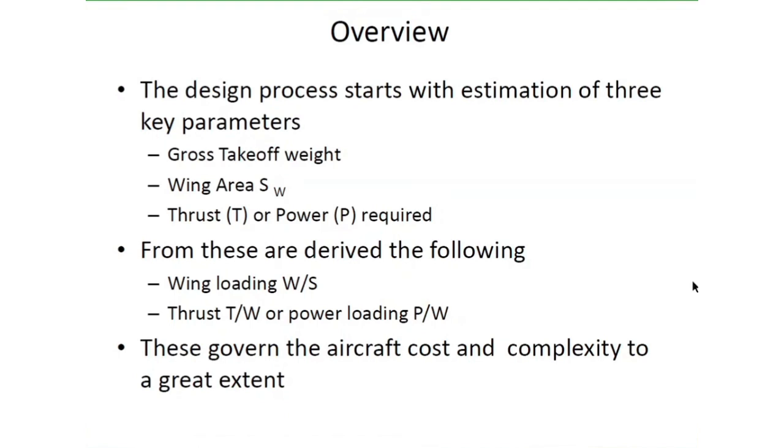So the complexity of the construction, the complexity of the maintenance, and of course the cost of the aircraft are all dependent on the kind of wing loading and thrust to weight ratios you have arrived at.